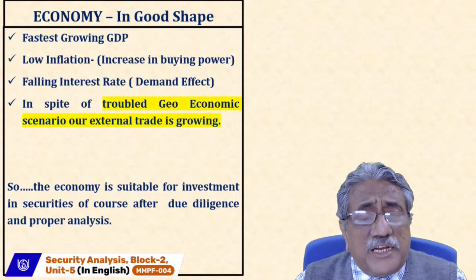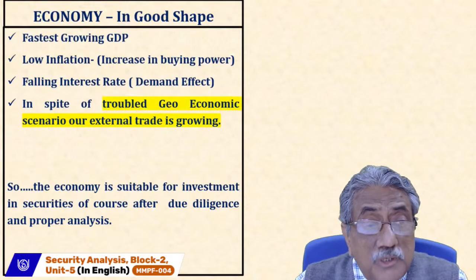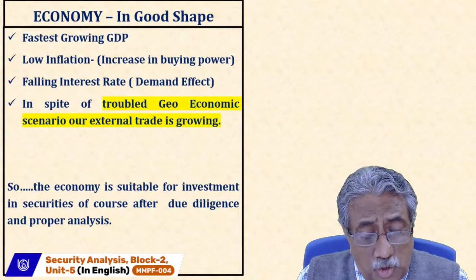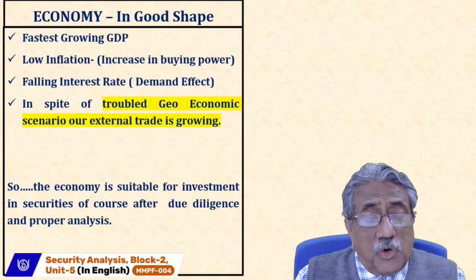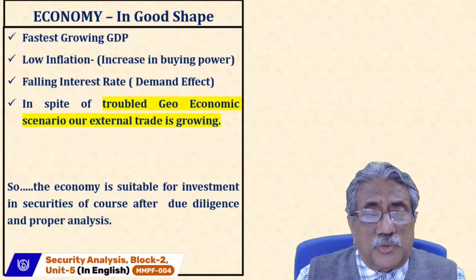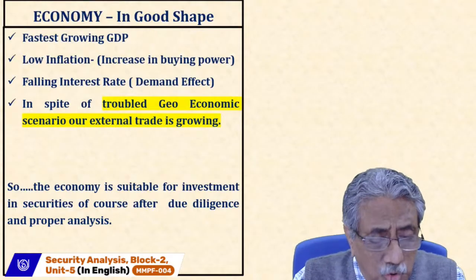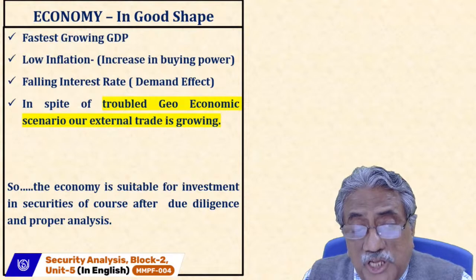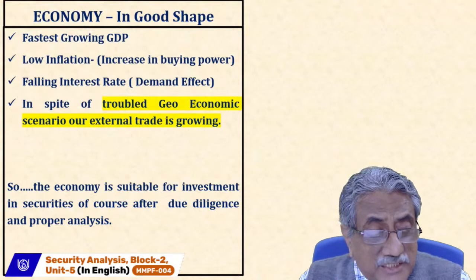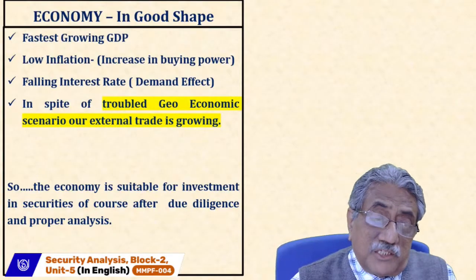Now, if external trade is growing, that means we are producing and sending it to the globe. So local production is going up. If the local production is going up, then the factories will be running, employees will be getting paid, and they will create further demand for the local domestic market. So the economy is suitable for investment in securities, of course, after due diligence and proper analysis.